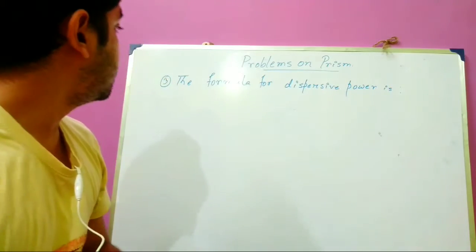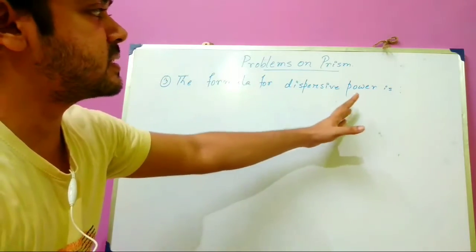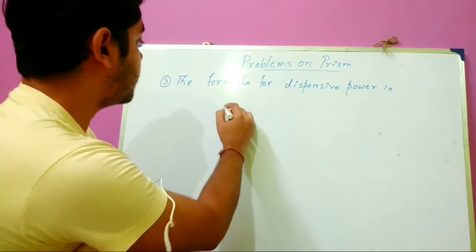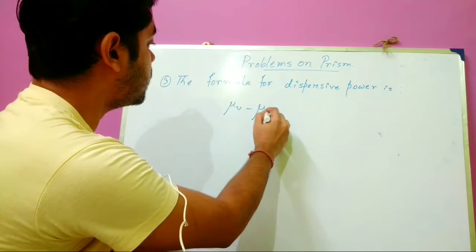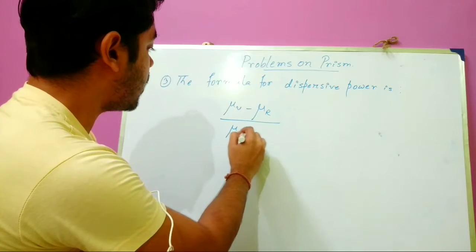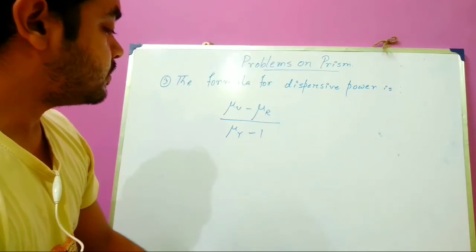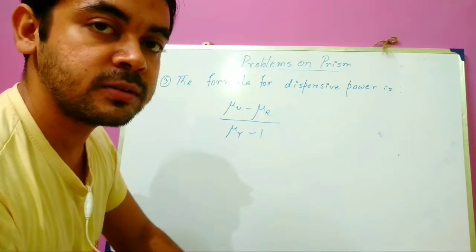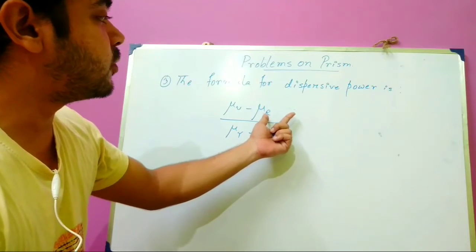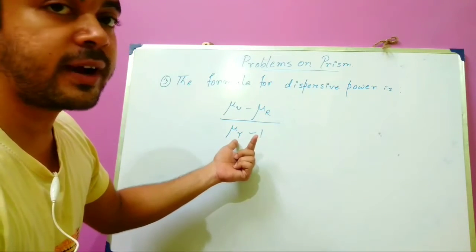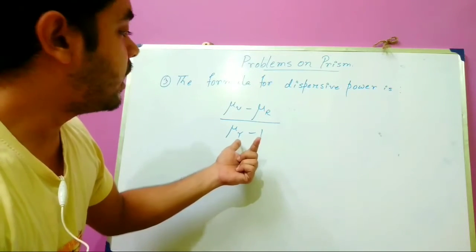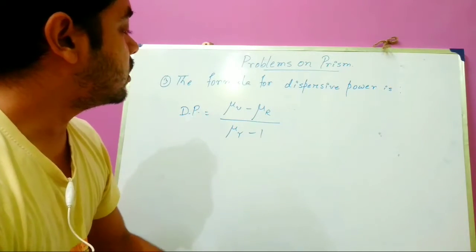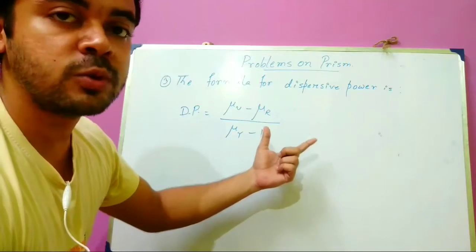Question number 3. You are asked to write the formula for dispersive power. The dispersive power of a prism is given by (mu V minus mu R) divided by (mu Y minus 1), where mu V is the refractive index for violet light, mu R is the refractive index for red light, and mu Y is the refractive index for yellow light or mean light. This is the dispersive power of a prism. On the basis of this formula, we will solve question number 4.